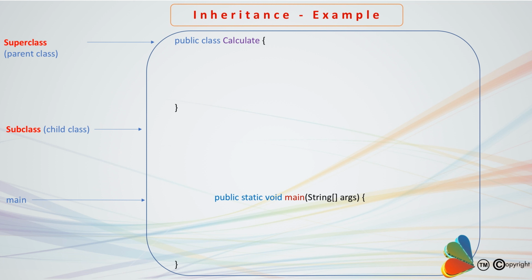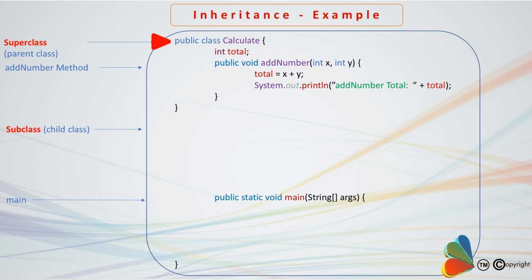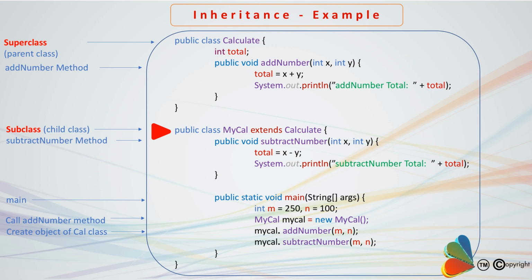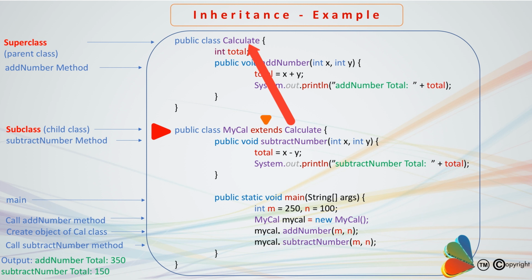Inheritance. In this example, we have two classes, Calculate class and mycal. Calculate class is the parent class or superclass. mycal is the child class. The first method name is add number and it has two parameters. This method adds two numbers. mycal is the child class. Use the extends keyword to inherit all fields and methods from its parent class Calculate.